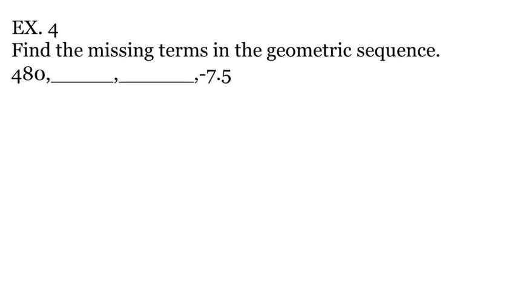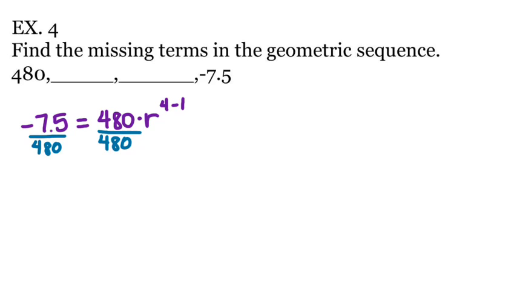So in example 4, we're given the first term is 480 and the fourth term is negative 7.5. We're trying to find out what these two missing terms are. So we're going to use the formula for the nth term of a geometric sequence. We're going to plug in negative 7.5 for the nth term. 480 is the first term. We're trying to solve for r, the common ratio. And since negative 7.5 was the fourth term in the sequence, that's why the exponent is 4 minus 1. So I'm going to rewrite this, and we're going to divide by 480 on both sides first.